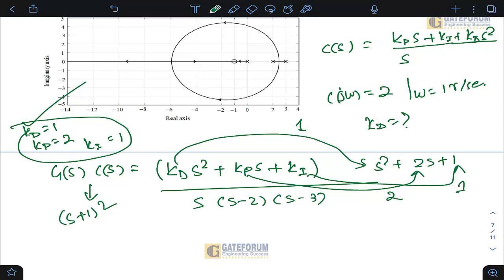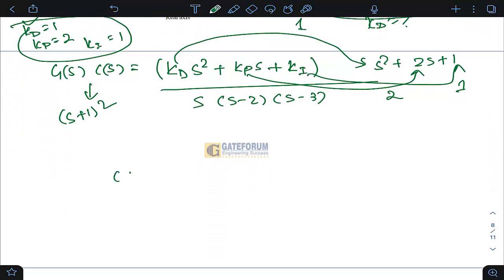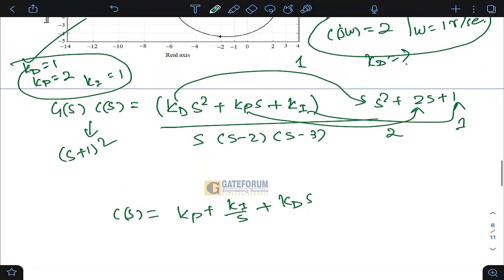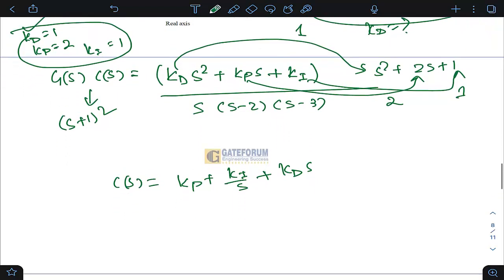And you may think, what is the use of this data? So we can cross check also, no problem. C of s is given as KP plus KI by s plus KD into s. Now if I substitute here, what data is given? That at omega equals 1. So if I substitute omega equal to 1, s equals j omega. So omega equals 1 means s equals j into 1, so that is basically j.